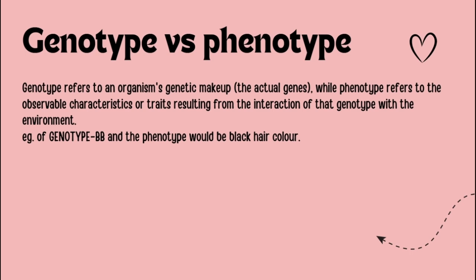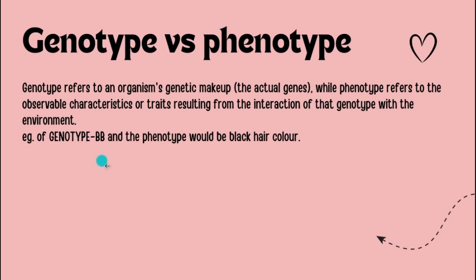Now if we're comparing the genotype versus the phenotype, an easy way to remember this is the word geno. Just remember genetic, because both of them start with G. The genotype is talking about an organism's genetic makeup, and the phenotype is talking about the physical characteristics that me and you and everybody can see. So genotype, genetics, and phenotype, physical characteristics, right?